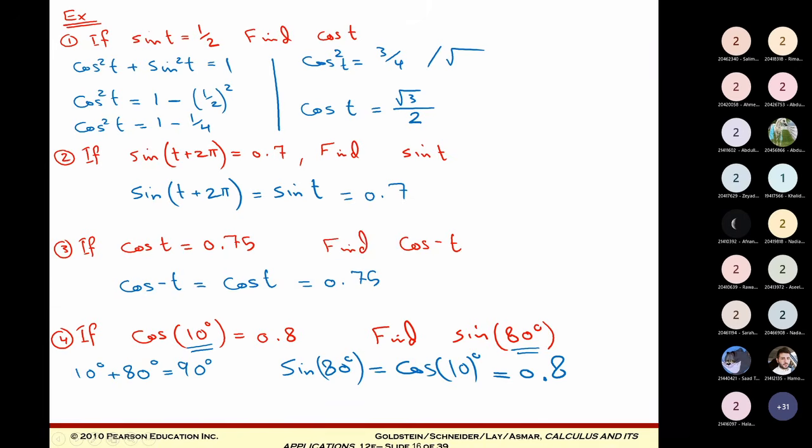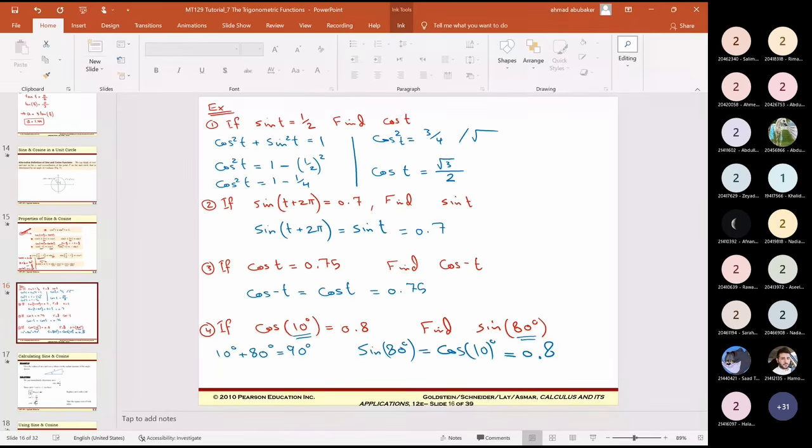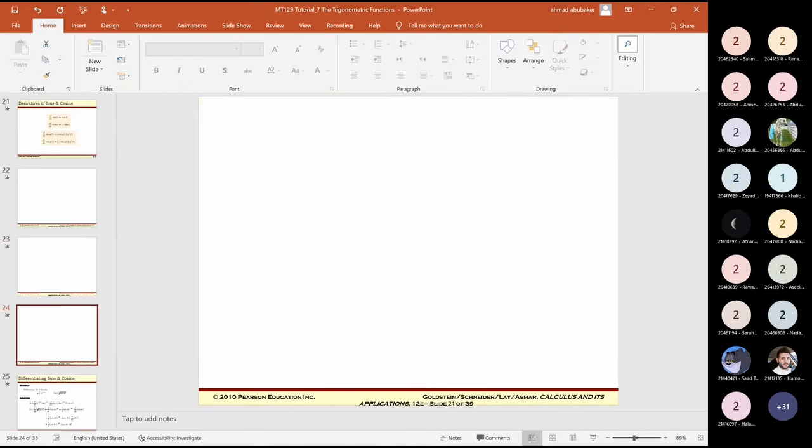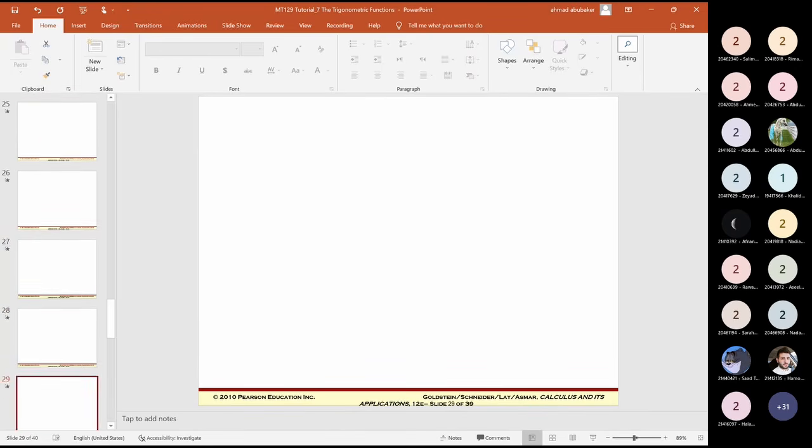Now the differentiation of trigonometric functions. Derivative of sine, cosine, and tan.